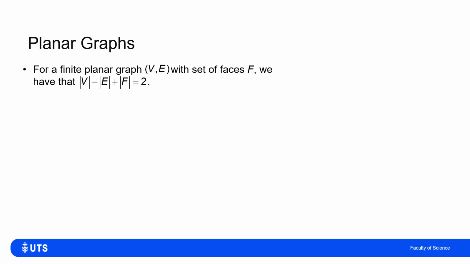If we have a finite planar graph with a set of nodes V and a set of edges E, and I count the faces and call that set of the faces F, I have this relationship in the cardinality of the sets: the number of nodes minus the number of edges plus the number of faces for a planar graph will always be 2. So what do we call this theorem?